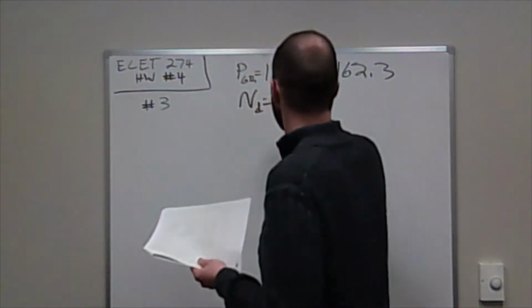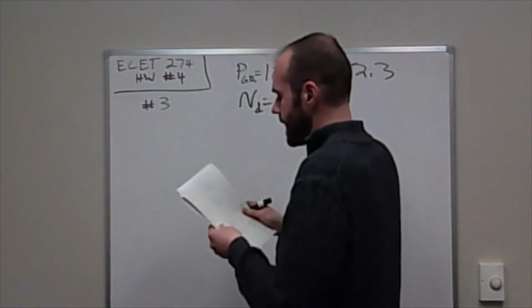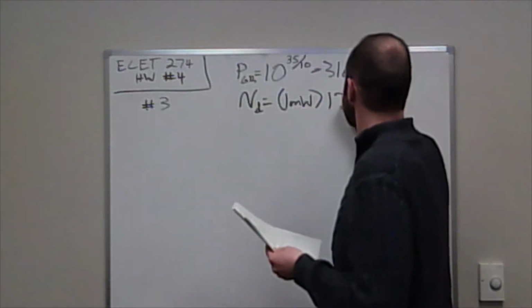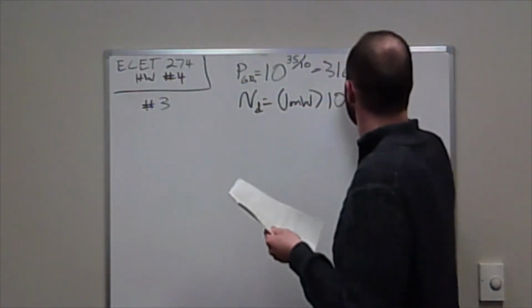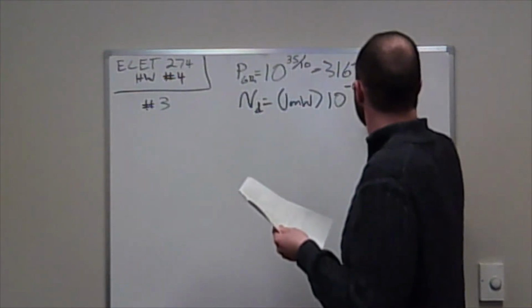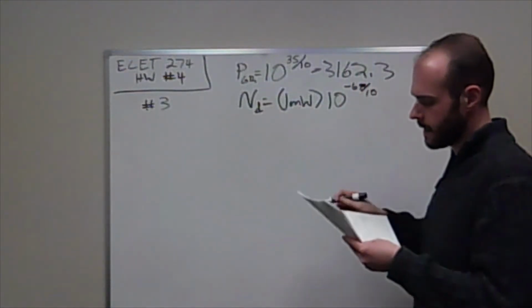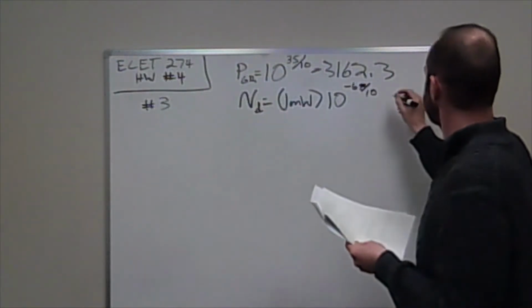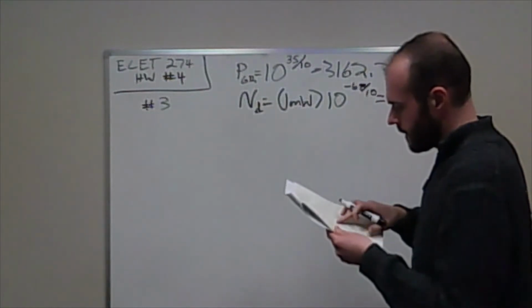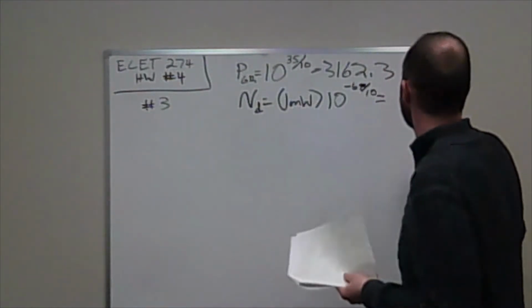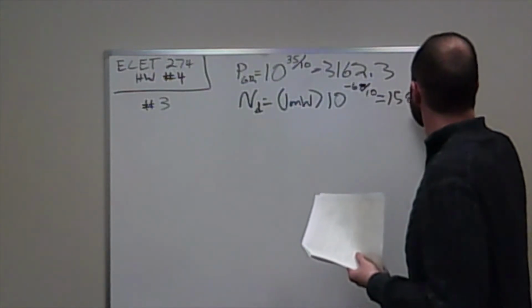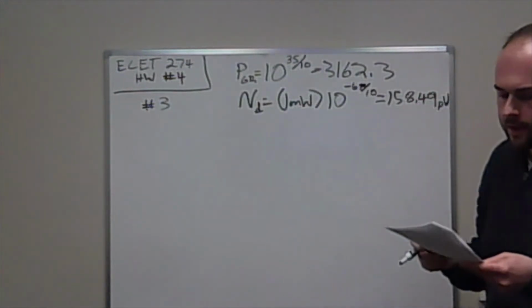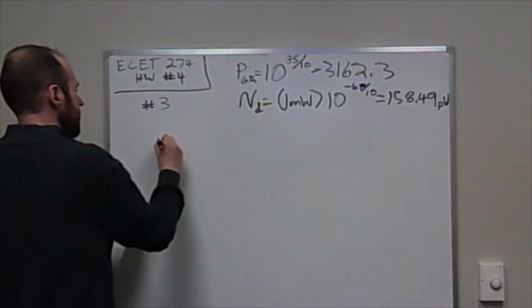And for the noise of the device, it is in dBm, so we have the 1 milliwatt reference. And just plug in the dBm value that we were given for our device off of the figure, and we end up with 158.49 picowatt. All right, so now we have some quantities we may need to work with. So let's go ahead and look at part A.